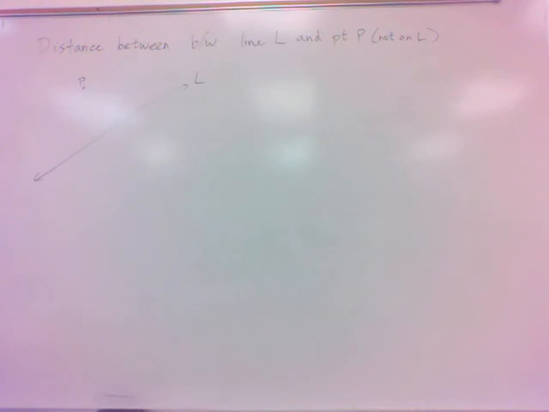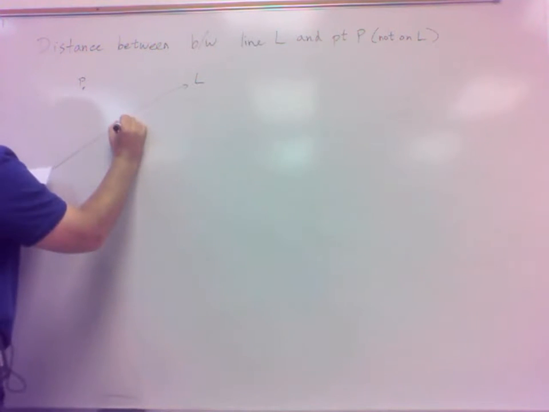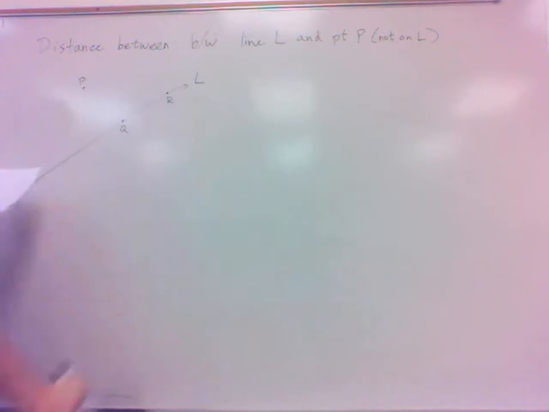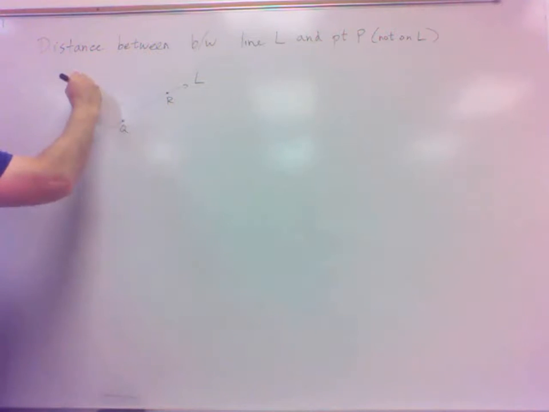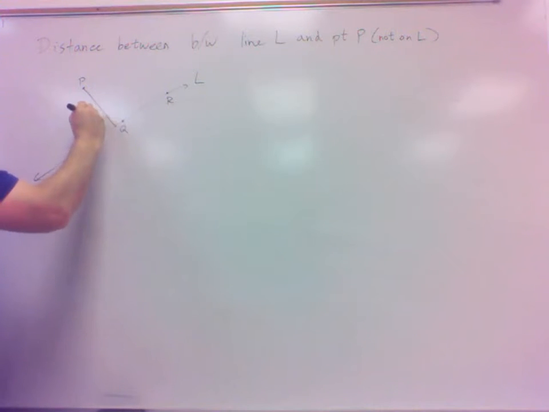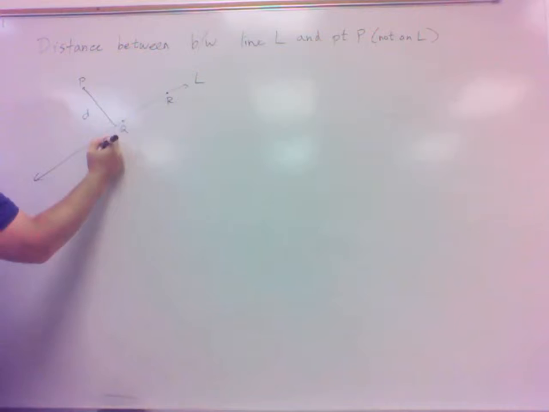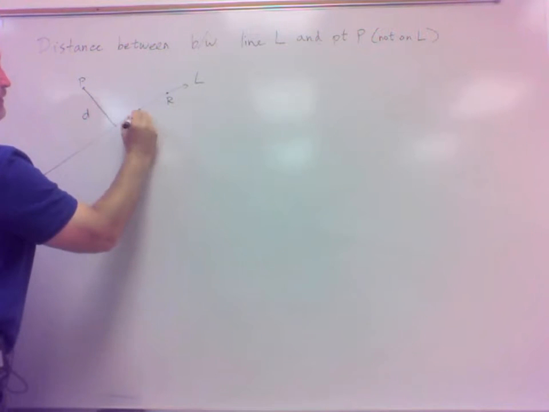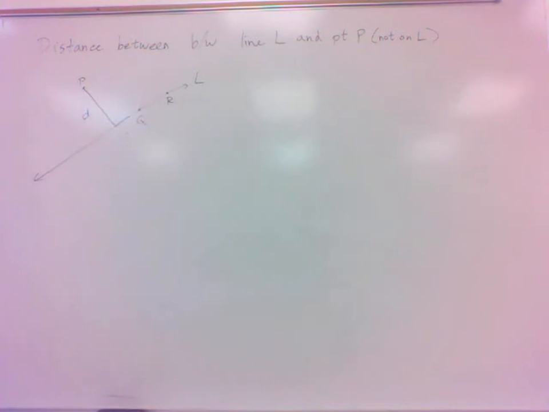Figure out this distance. If we let Q and R be points on this line, what we're trying to find then is this distance right here, call it D, and we're just randomly picking Q and R. Let me do Q a little further over here. Shortest distance, yes, shortest distance is what that, of course, refers to.